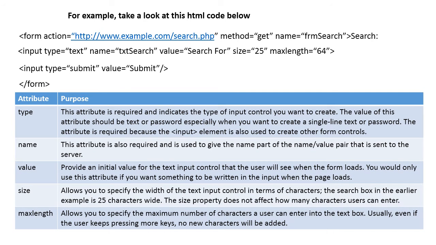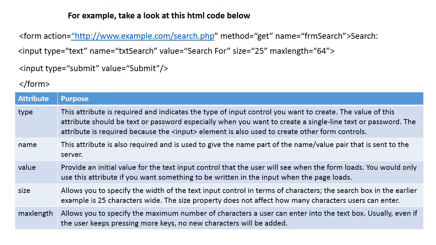Now I have a table that I will use to explain some of the attributes used in this HTML form. We have the attribute and their purposes. We have a type attribute. This attribute is required and indicates the type of input control you want to create. The value of this attribute should be text or password, especially when you want to create a single line text or password. The attribute is required because the input element is also used to create other form elements.